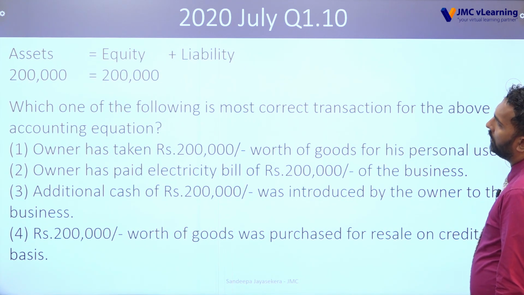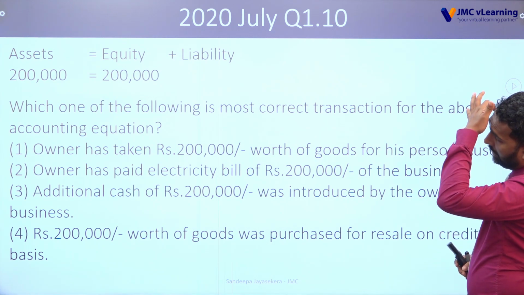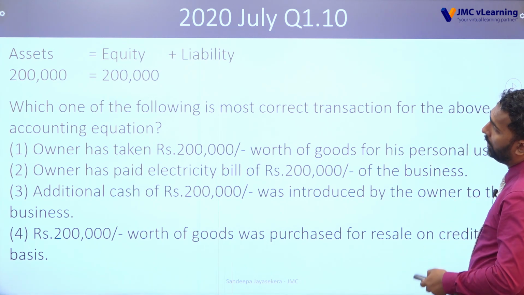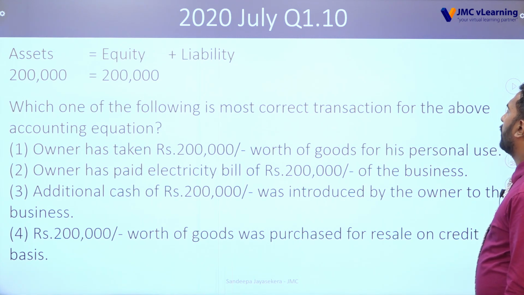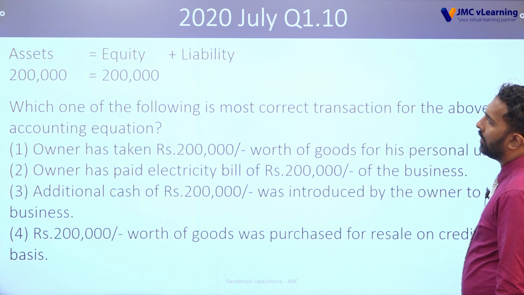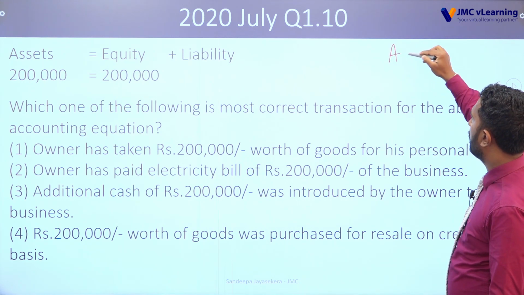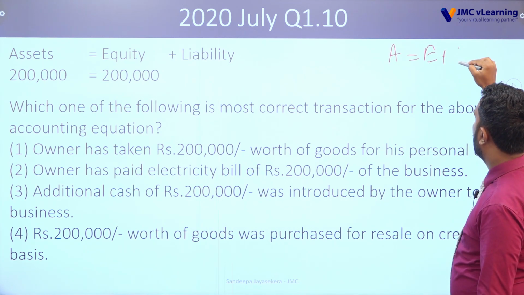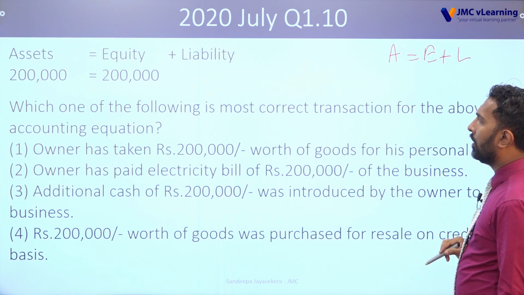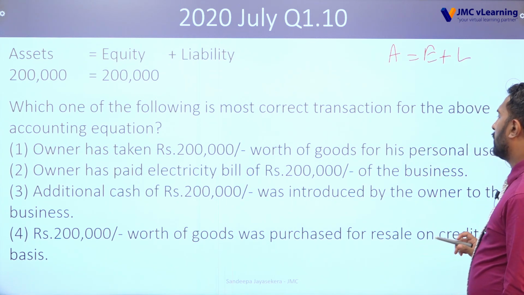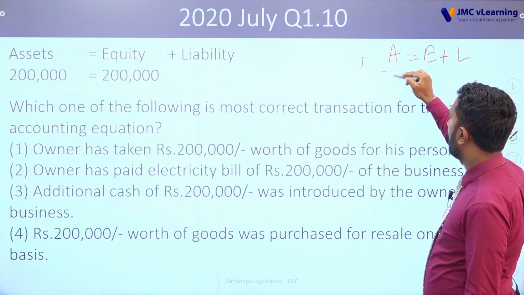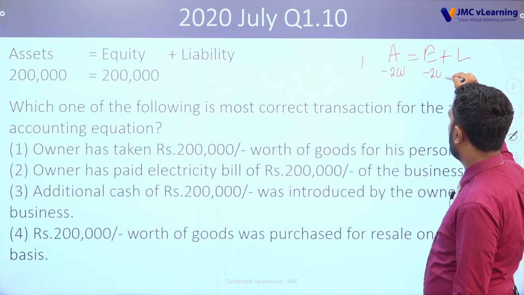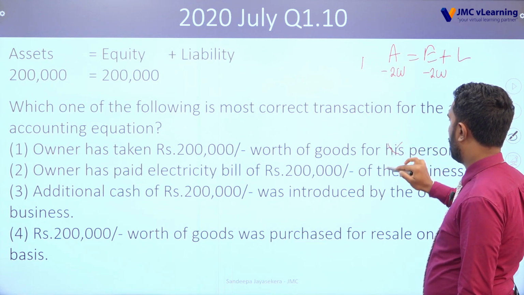2020 July 1.10. Assets increased by 200,000, equity increased by 200,000. Which one of the following is the most correct transaction for the above accounting equation? So we know that assets equal equity plus liabilities. We'll take one by one. First one, owner has taken 200,000 worth of goods for his personal use. When owner is taking, it will be minus 200 and minus 200. So not the first one.